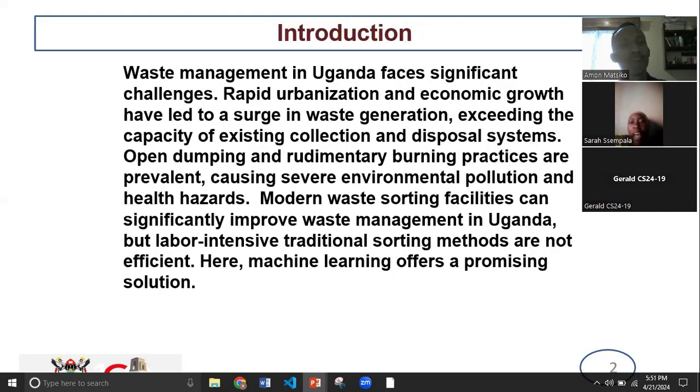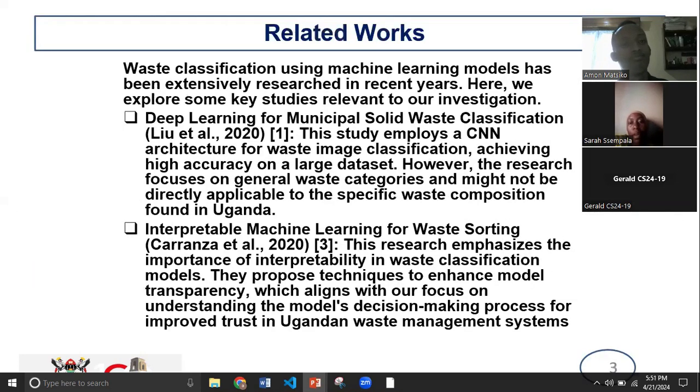So allow me also to talk about the related works of our project. As a group, we looked at the works of past researchers. Waste classification using machine learning models has been extensively researched in recent years. Here we explore some of the key studies relevant to our investigation.